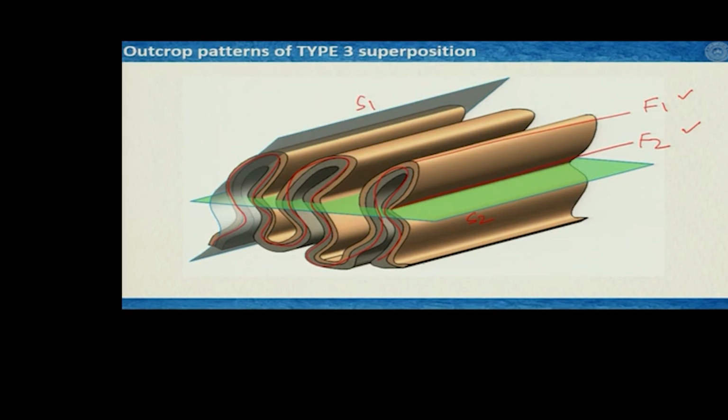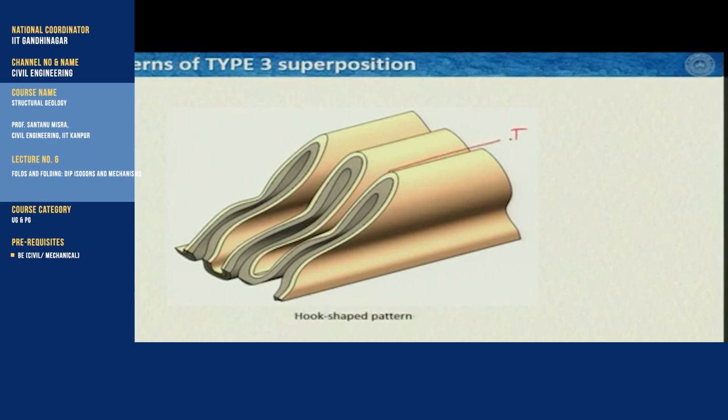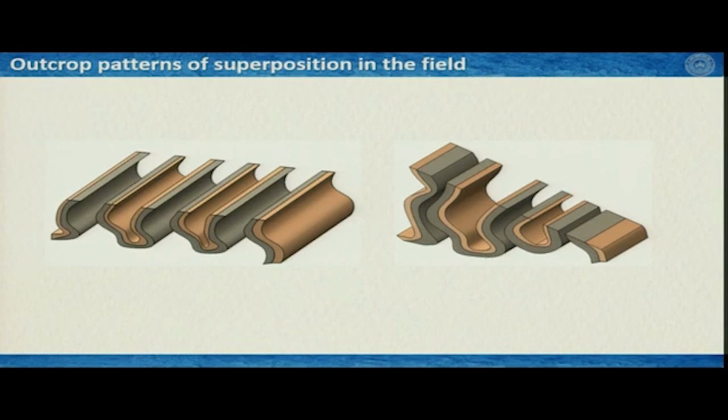A section perpendicular to F1 and F2 would give you a hook shape, or if the outcrop pattern cuts F1 and F2 at an angle, you would see essentially a hook shaped pattern like here. So, we cut at an angle. This was your F1 and this one is F2. This outcrop pattern is cutting both F1 and F2 at an angle and producing this hook shaped outcrop. But if they are parallel to F1 and F2, then you can have outcrop patterns as you can see in this slide, and these are some sort of redundant superposition.